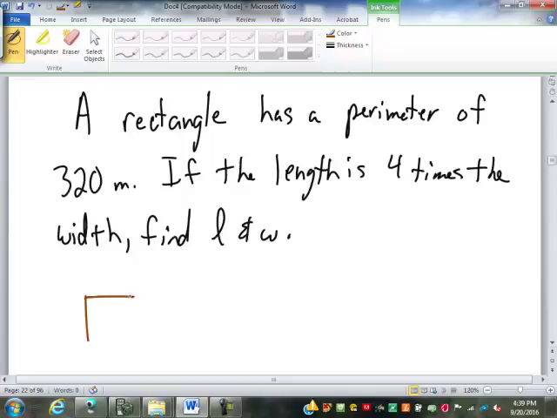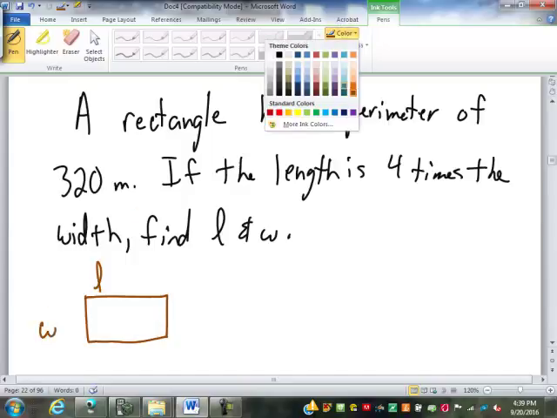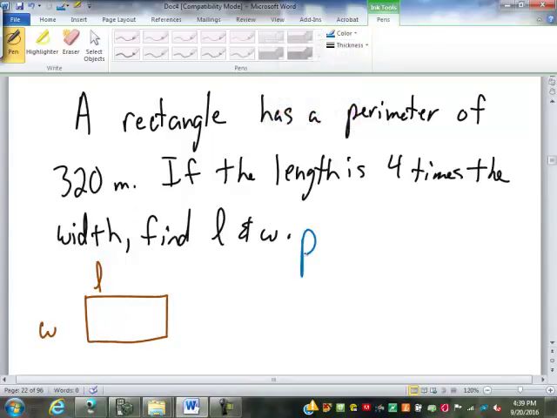I like to draw out pictures for these. I've got a rectangle. This is my length. This is my width. Perimeter is 2 times the length plus 2 times the width. Do I know the perimeter? Yes, 320. But I don't know the length or the width. And I cannot have two variables in my equation.